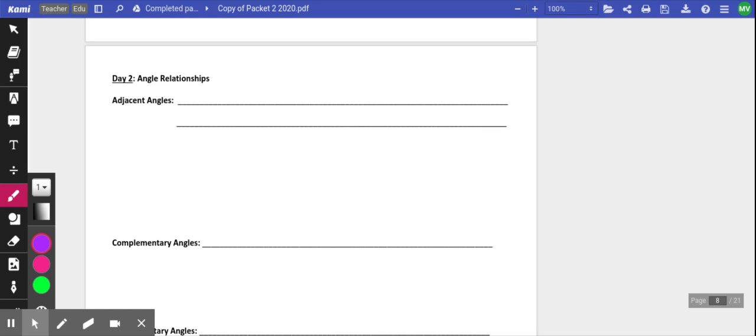Hello, we are continuing with our idea of the flipped classroom. So today is day 2 of part 2 of chapter 1, and we're going to discuss angle relationships. The first thing we need to just define is adjacent angles. Adjacent angles are next to each other.